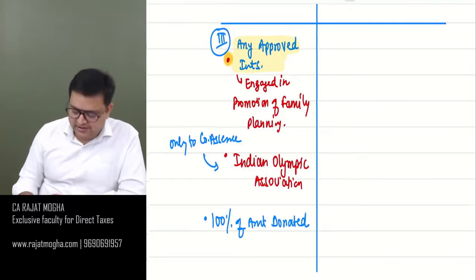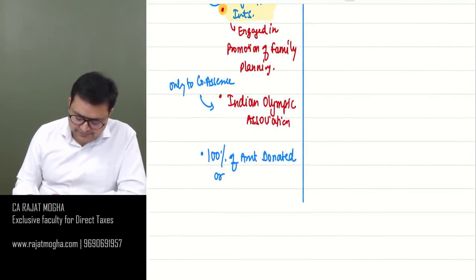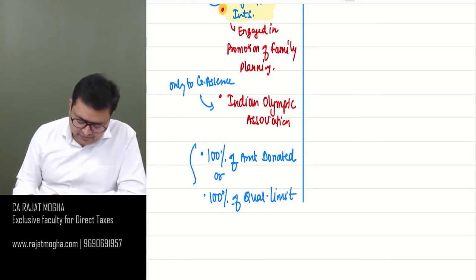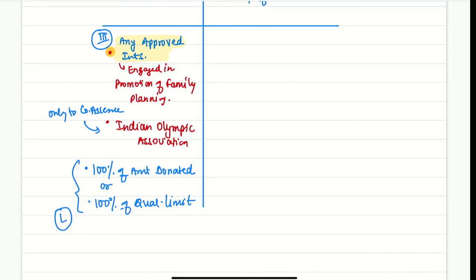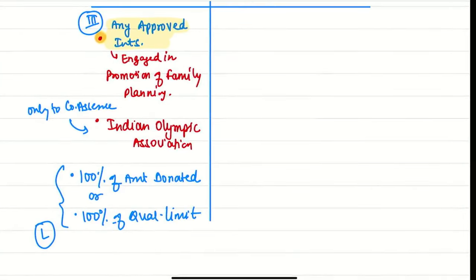100% of the amount donated, or 100% of the qualifying limit, whichever is lower. 100% of the amount donated. Especially, guys, please remember, you are donating to any institution engaged in the promotion of family planning. So here you will get 100% of the amount donated or 100% of the qualifying limit.